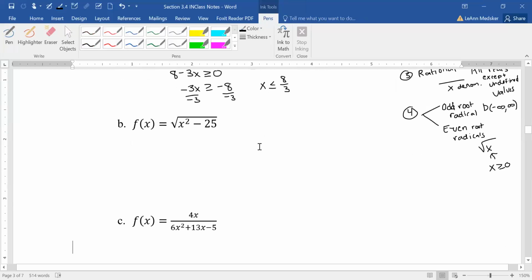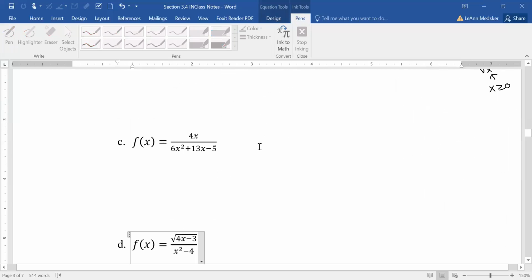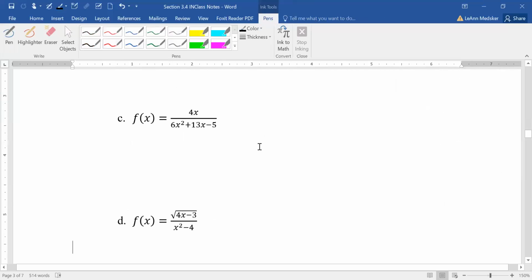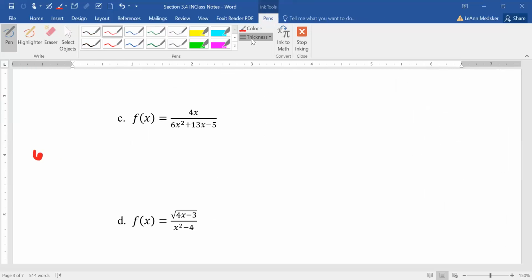Now I'm going to come back to B in just a minute because it's a little more complicated, and I'm going to do C next because this is just a rational. So when you have a rational function, the first thing is you're going to try to factor that denominator. So let me make that a little thinner. So 6x squared plus 13x minus 5.